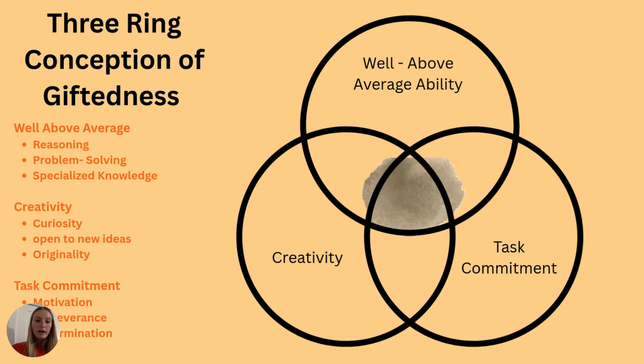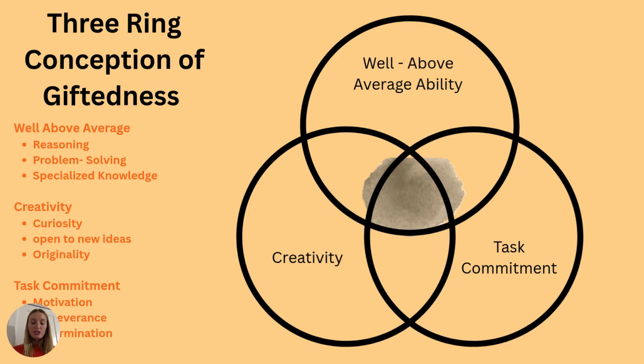So, the first part is well above average ability. This is a student who has reasoning, problem solving, and they specialize in that knowledge. That's where you get a lot of your academics from. The next part is creativity. These people are curious, they're open to new ideas, they have initiative, and they use all of their abilities to create things. And then the last part is the task commitment.